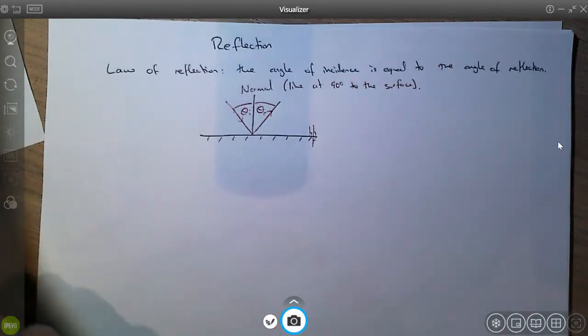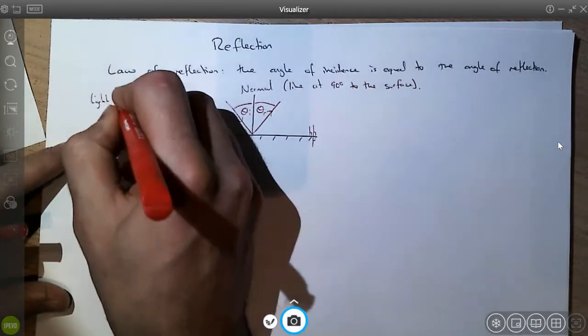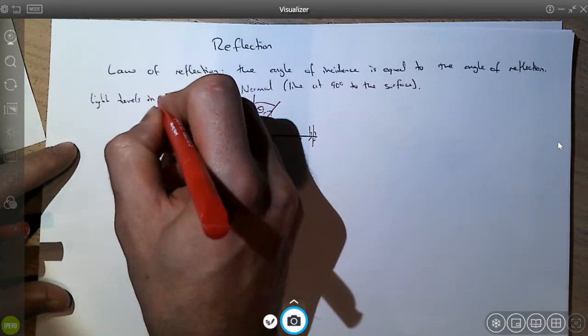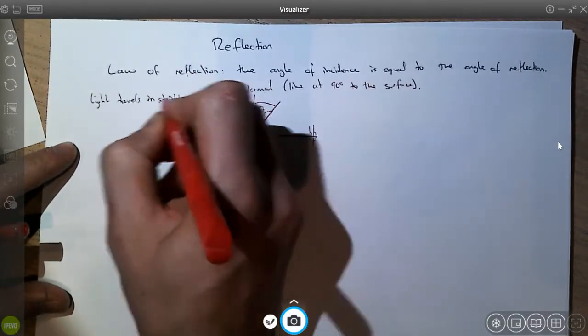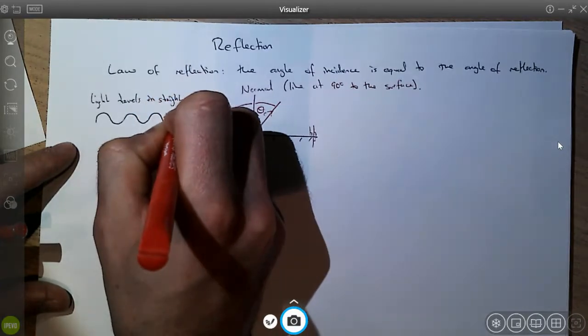At this point, students may also get confused. They might say, well, hang on a second, light travels in straight lines. That's one of the first things you taught me. But light is clearly a wave like this. So how is that a straight line?